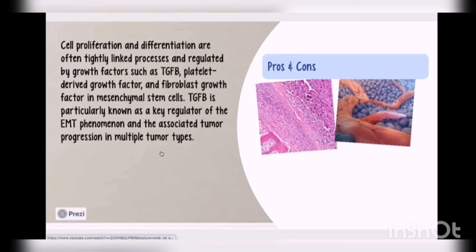Self-proliferation and differentiation are often tightly regulated by growth factors, such as TGF-beta, platelet-derived growth factor, and fibroblast growth factor in mesenchymal stem cells. TGF-beta, in particular, is known as a key regulator of the EMT phenomenon and the associated tumor progression in multiple tumor types.